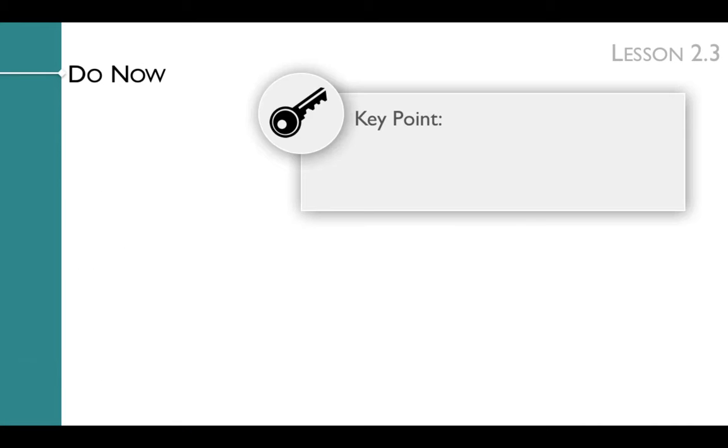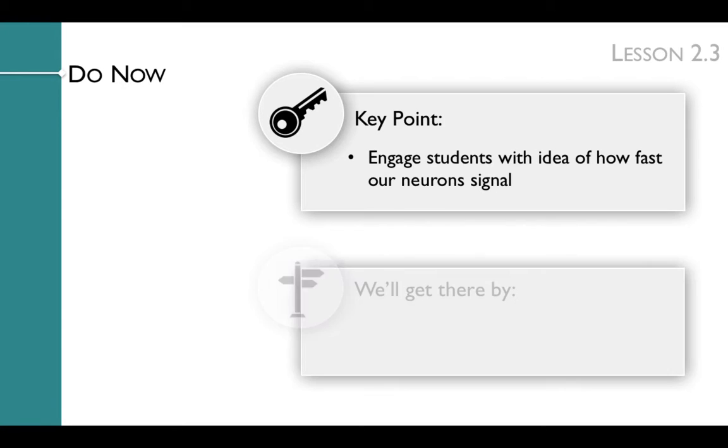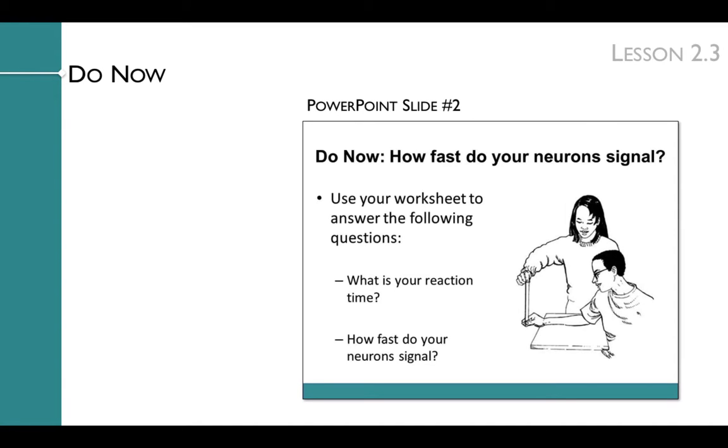The key point of the lesson's Do Now is to engage students with the idea of how fast our neurons signal. We'll get there by having students perform a ruler drop test for reaction time. Students will collect and analyze data. You'll give each student a copy of the Do Now worksheet and have them complete it with a partner. The worksheet instructs students how to complete the ruler drop test and then how to use the data they collected to calculate their reaction time and neuronal signaling speed. This activity takes most students around 15 minutes to complete.